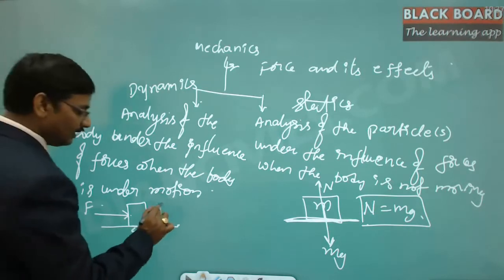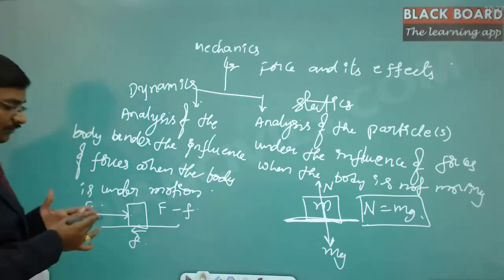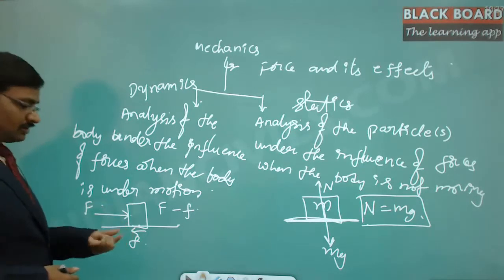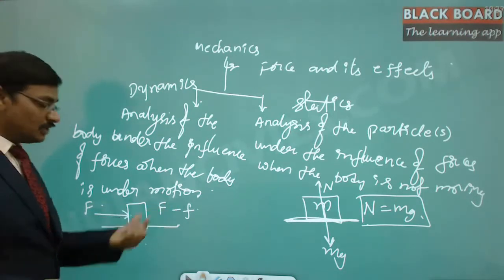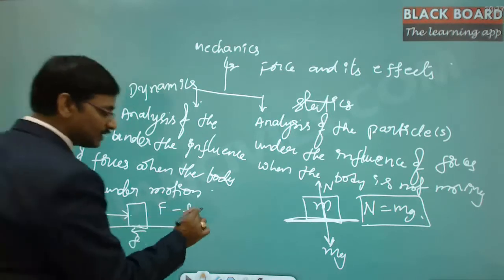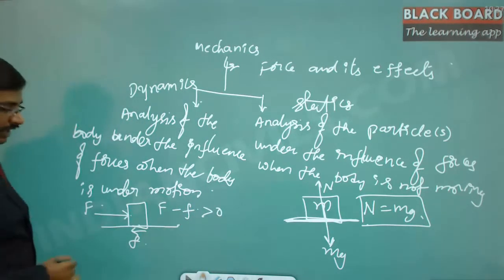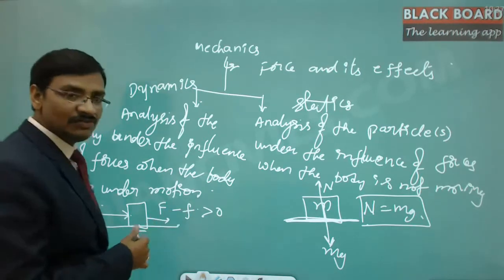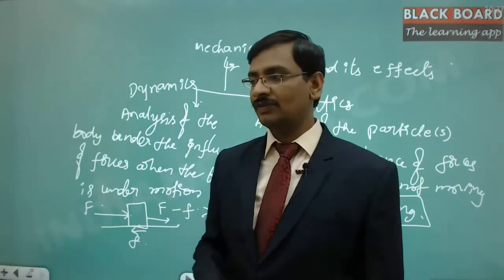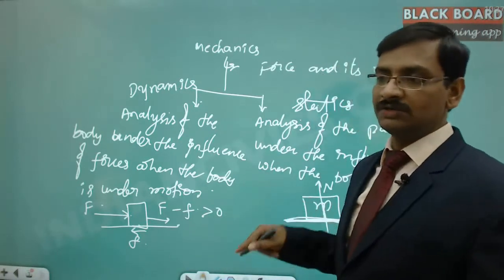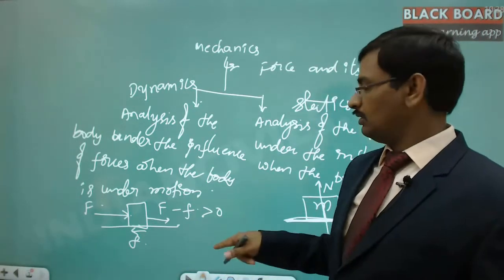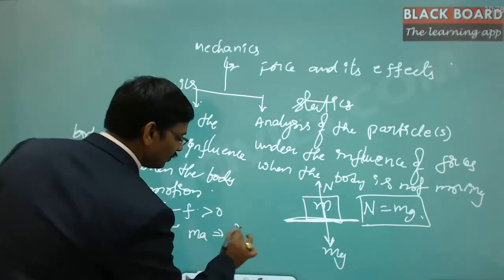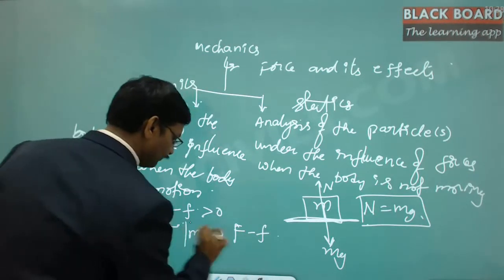And then F minus small f is the effective force that is acting on this particular body. So this is my force, this is the frictional force, and the difference of these two is having a certain positive value. Then this will start moving in this particular direction. As the particle is moving under the influence of the force, definitely it will be associated with a certain acceleration. So F minus f is nothing but ma. So ma is equal to F minus small f.